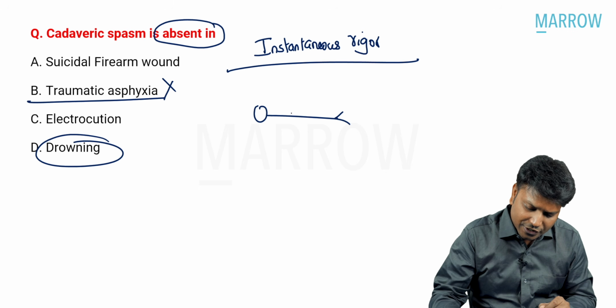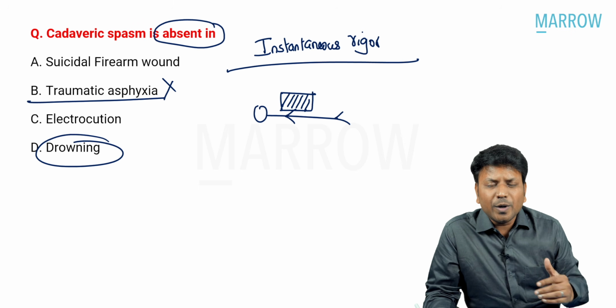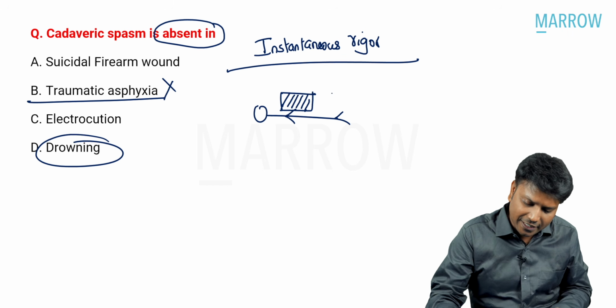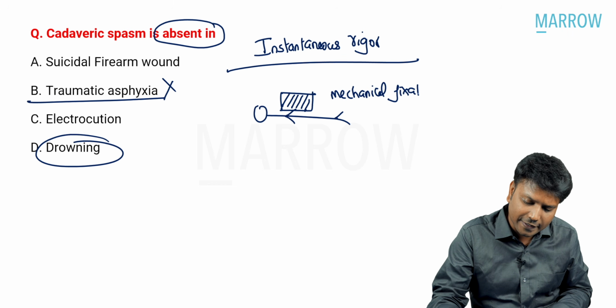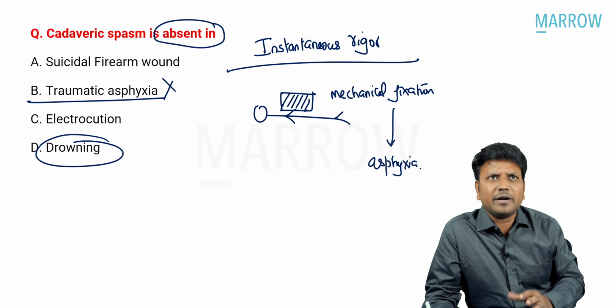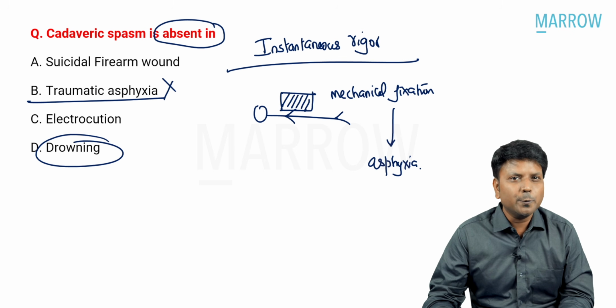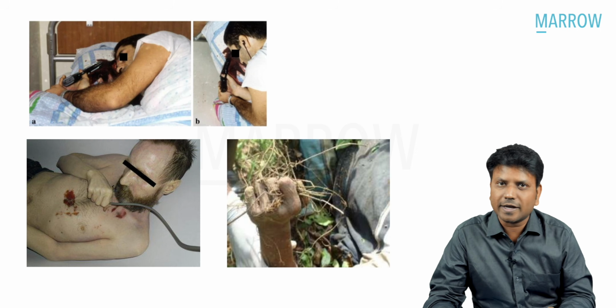What is traumatic asphyxia? Traumatic asphyxia is a condition where, due to some weight on the body, the person is unable to move his chest. There is restriction of chest movement due to mechanical fixation, because of which the person gets asphyxiated. We call this traumatic asphyxia. Heavy weight, building collapse, stampedes are all traumatic asphyxia, in which we do not see cadaveric spasm.